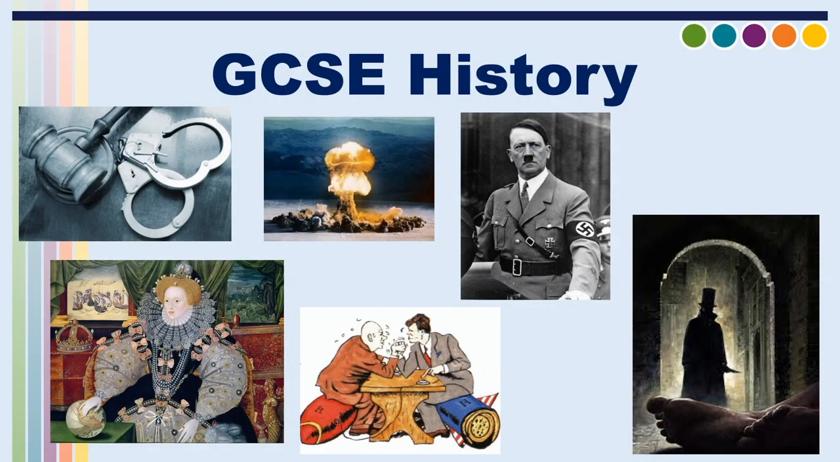So we'll start off with what do we study. At GCSE History we study 3 papers. The first one is all about crime and punishment. The second one looks at Elizabeth and the Cold War. And the final one looks at Weimar and Nazi Germany.